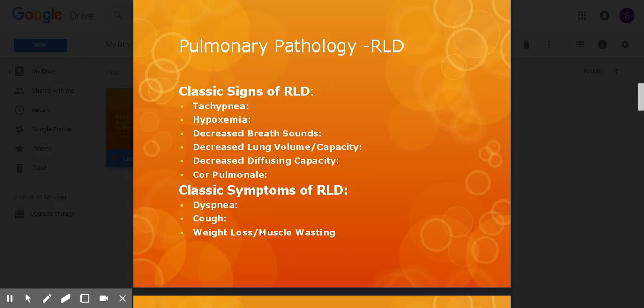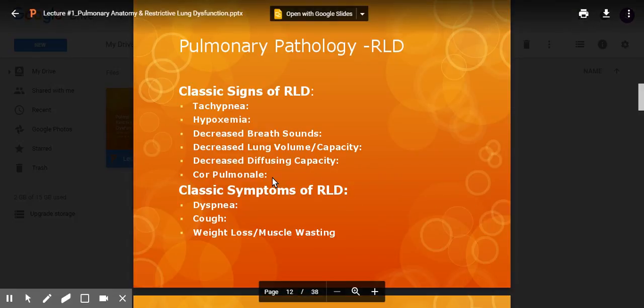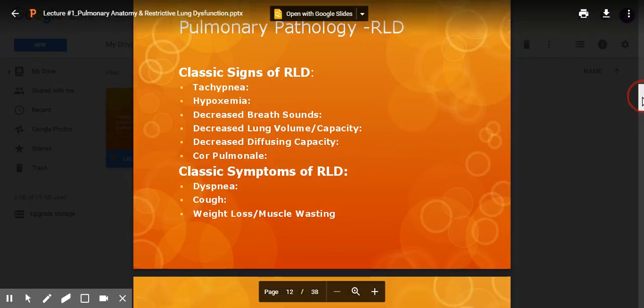And finally, as restrictive lung dysfunction progresses, cor pulmonale, right-sided congestive heart failure, which we discussed in the previous unit with Professor Kittleson, can result from prolonged periods of restrictive lung dysfunction, which will in and of itself create circulatory and health issues.